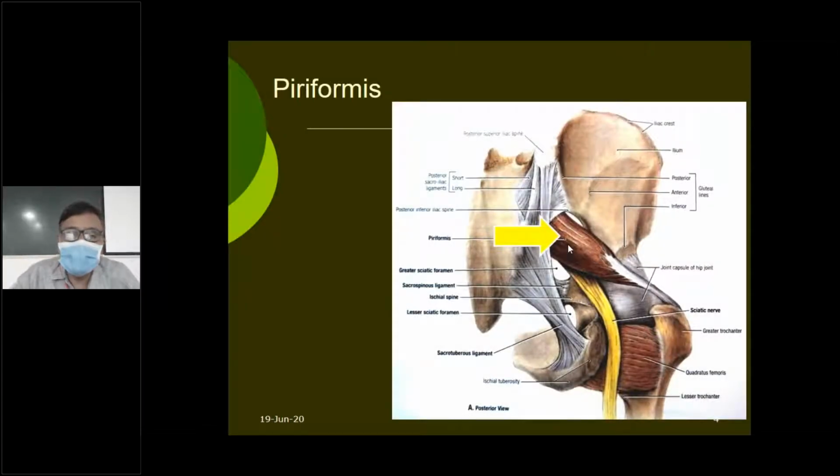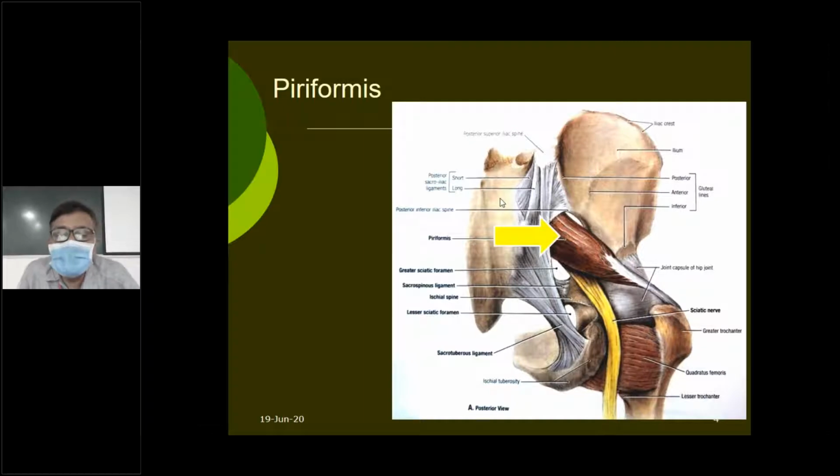The piriformis is the key muscle because it is right in the center. As you're going to see, all the other structures are related to it, above or below, woven around it. See the shape of the piriformis muscle: triangular, as the name suggests. It is coming from inside the pelvis.